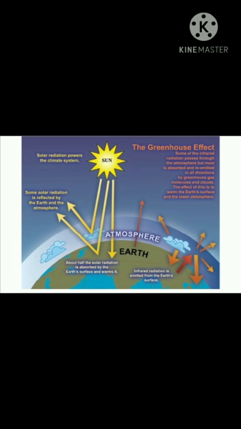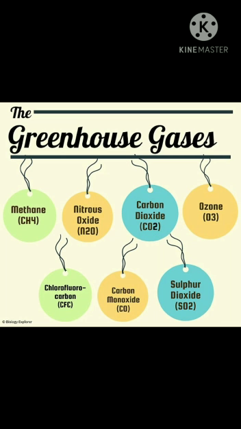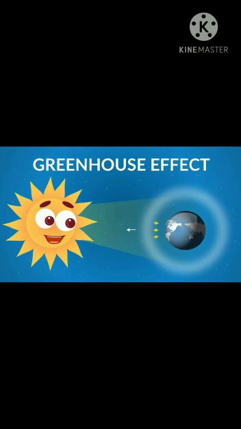and hence supporting life. Gases like carbon dioxide, methane, water vapor, nitrous oxide and ozone possess the property of trapping energy from the sun. These gases are therefore known as greenhouse gases. The natural process of maintaining the Earth's temperature and keeping it warm is known as the greenhouse effect.